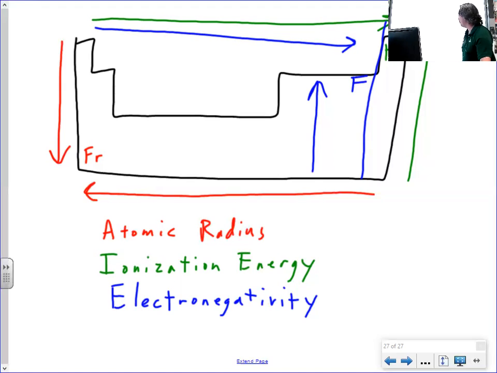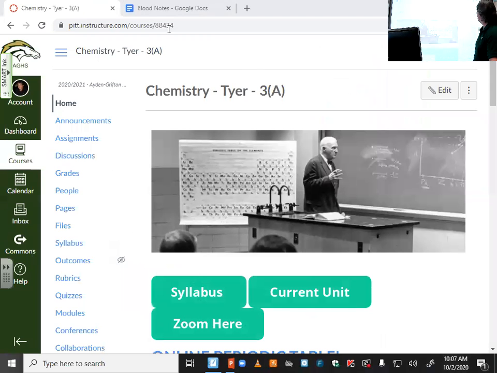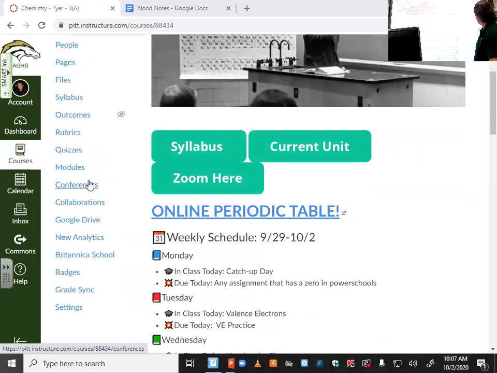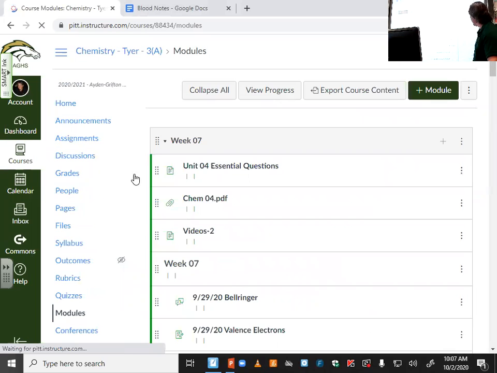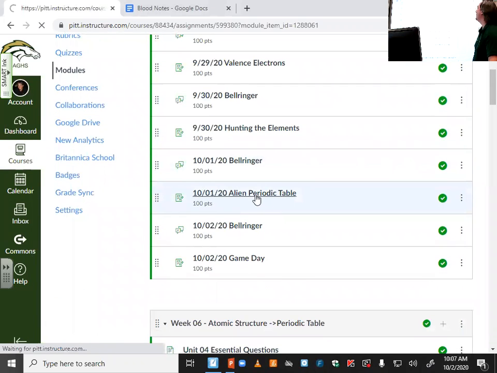I want to check out real quick your instructions. A lot of people were having trouble with the alien periodic table assignment. I want to make sure everybody knew how to work it. So if you go to modules, look at this week. Yesterday's assignment, alien periodic table.